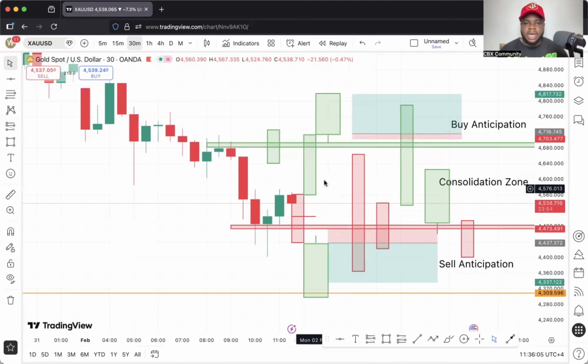Just in case I see this type of market condition, I would definitely take the position here or take the position here. Then I can anticipate the market to continue to go up to get to my TP.